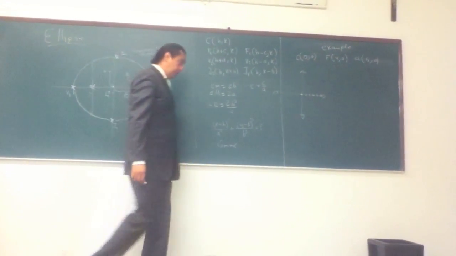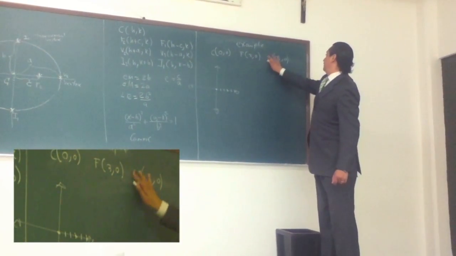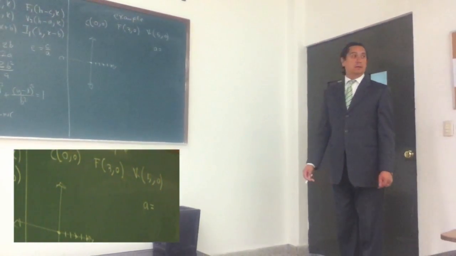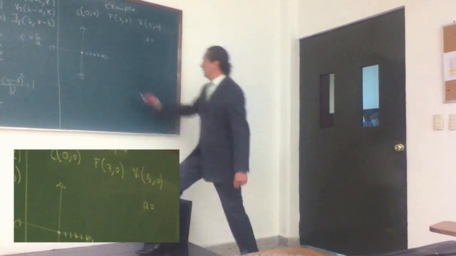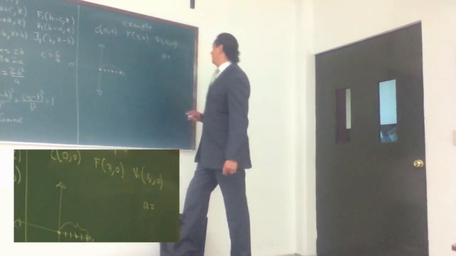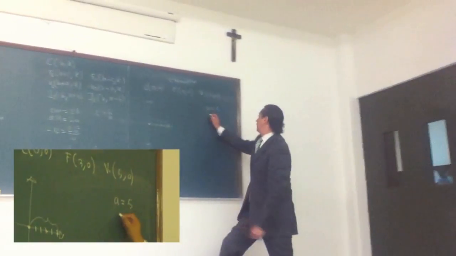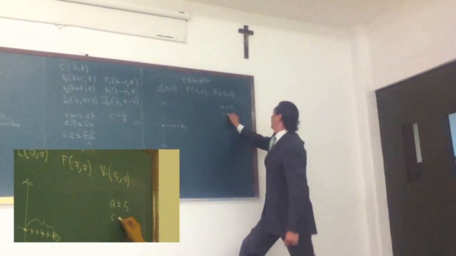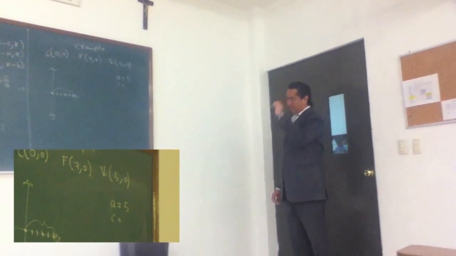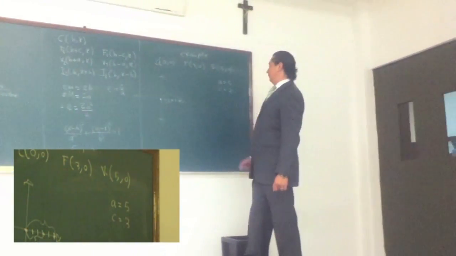Okay, with this, what is the measure of a? 5. Because the distance between center and vertex must be this. This is 5. What is the number for c? 3. Because it's the distance between center and focus.